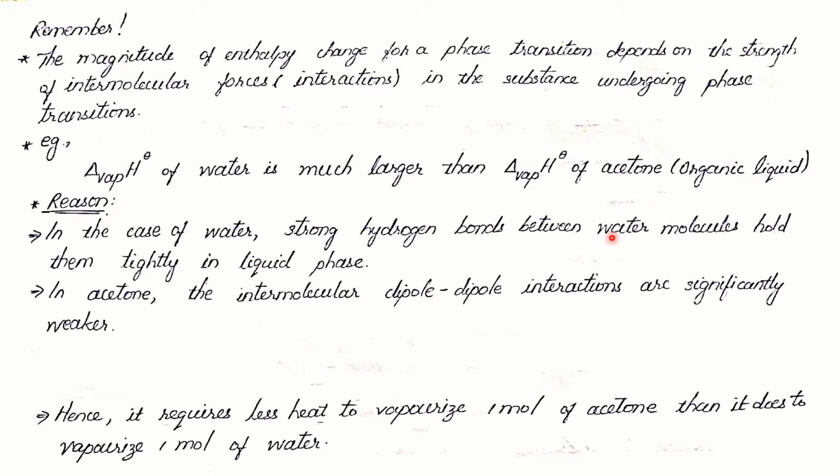In water, there is extensive hydrogen bonding between water molecules which holds them tightly together in the liquid phase. But in acetone, the strength of dipole-dipole interactions between its molecules is very weak. Hence, molecules of acetone are not held tightly together in the liquid phase. That is the reason why it requires less heat to vaporize 1 mole of acetone than it does to vaporize 1 mole of water. And this explains why acetone vaporizes quicker than water.